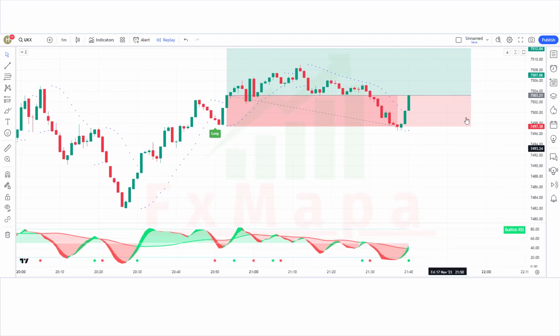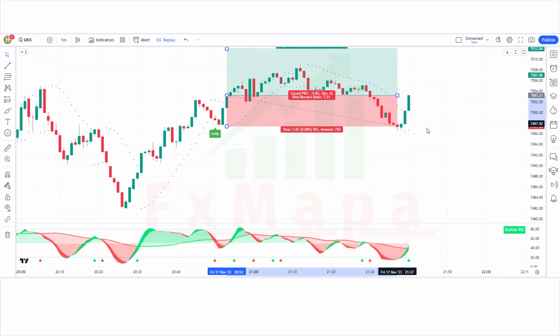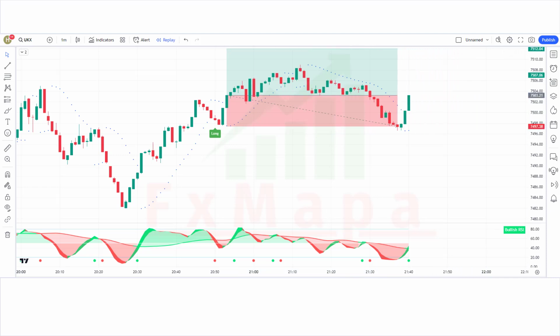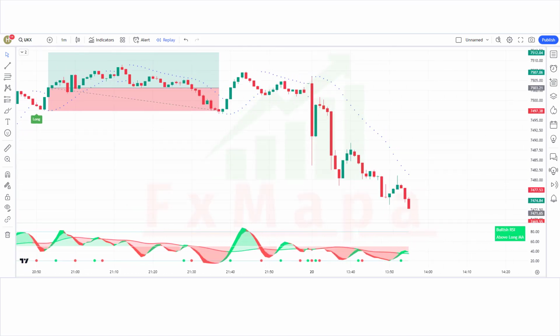We have lost this trade. Never mind, sometimes it happens in the market. We must remember one thing, that no strategy works 100% in the market. Wait for the next signal.